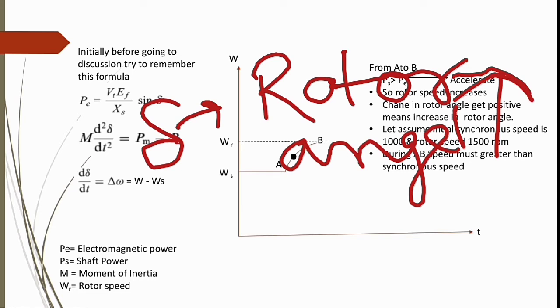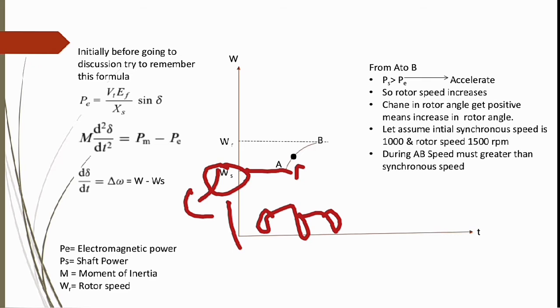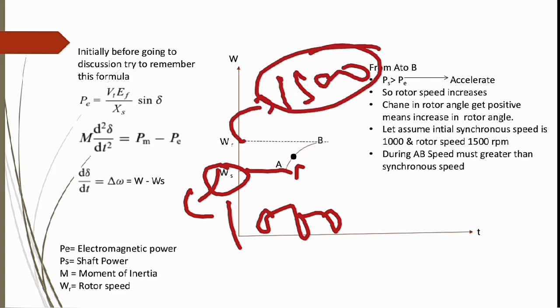So speed must be greater than synchronous speed. If we take 1000 rpm as the synchronous speed, then in this case the speed is between 1000 and 1500 rpm. So it is almost above the synchronous speed.